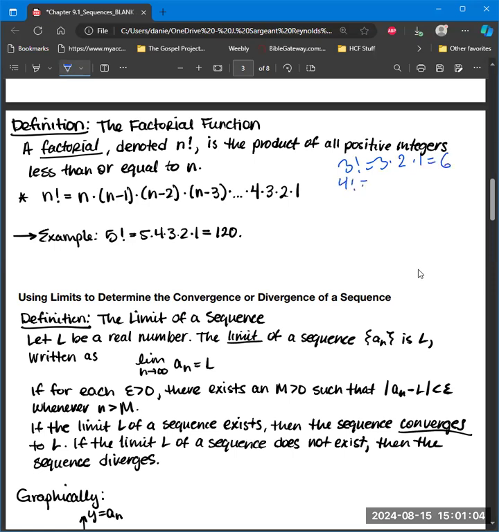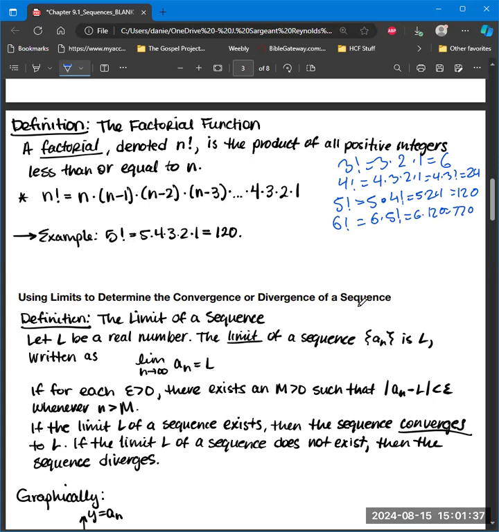4 factorial is 4 times 3 times 2 times 1, or 4 times 3 factorial. 4 times 6 is 24. So 5 factorial is going to be 5 times 4 factorial, which is 5 times 24, which is 120, and so on. 6 factorial, this is usually about where you stop, is 6 times 120, which is 720. We usually don't get above that.